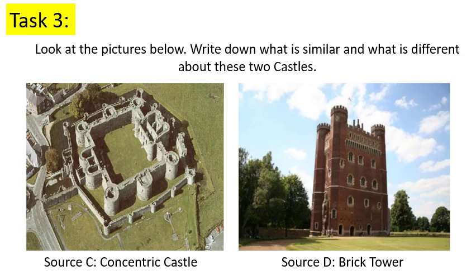And then our concentric castle has got an outer wall, and our brick tower has no outer wall. It is simply just this brick tower. So it's higher, it's a bit smaller in terms of the amount of land that it uses, and there is no outer wall. So just make sure you've got some of those things down, guys.